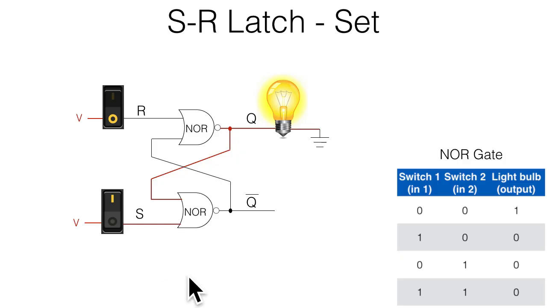Now, what I want you to see is that there are two NOR gates, one here and one here. We have an S, which is the set. We have an R, which is the reset. And we have these switches.